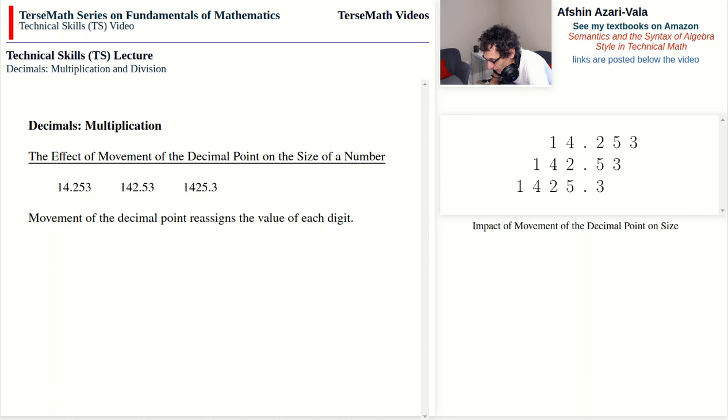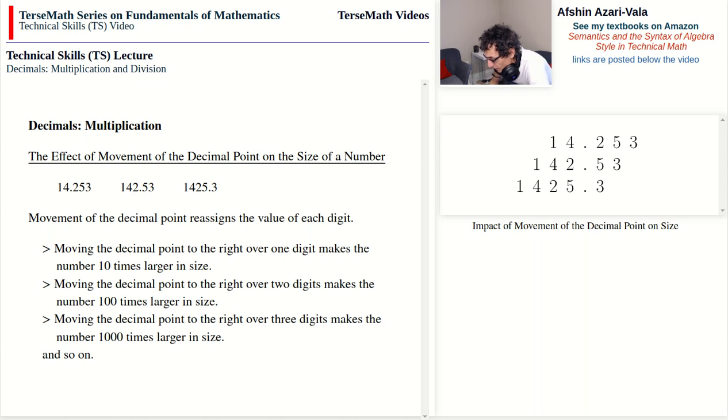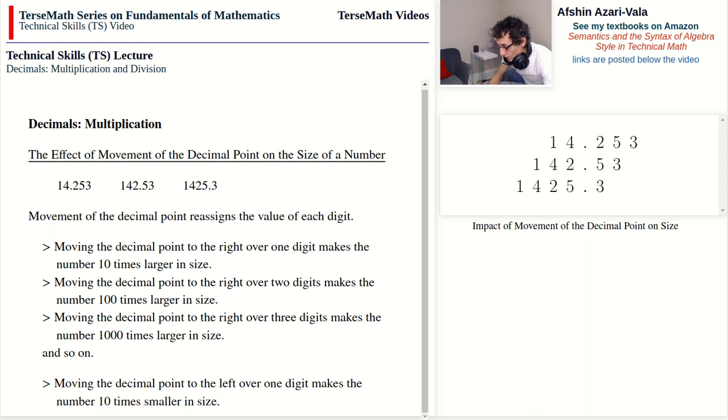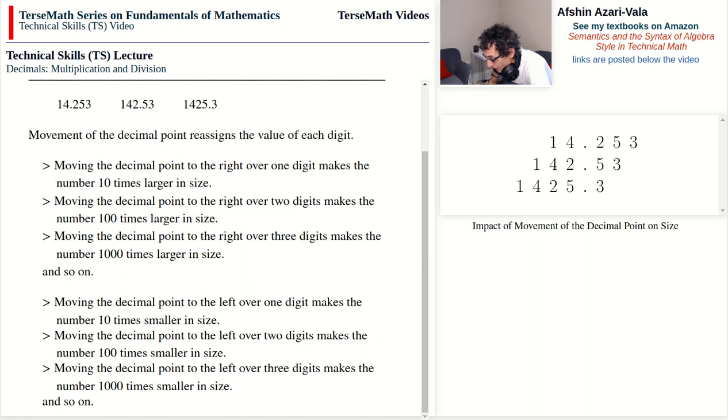Alright, so what we have now is that if you move the decimal point forward over one digit, the number becomes 10 times larger. If it moves to the right over 2 digits, then it makes the number 100 times larger. Moving the decimal point to the right over 3 digits makes the number 1,000 times larger, and so on. We can go the other way. If you move the decimal point back over one digit, you make the number 10 times smaller in size. If you move the decimal point back over 2 digits, it makes the number 100 times smaller in size. And 3 digits will make it 1,000 times smaller in size.